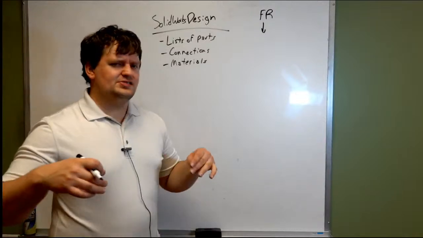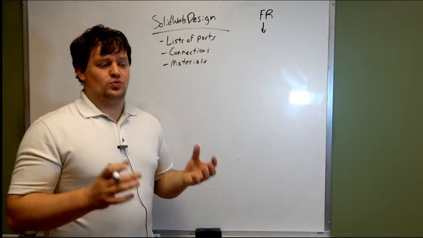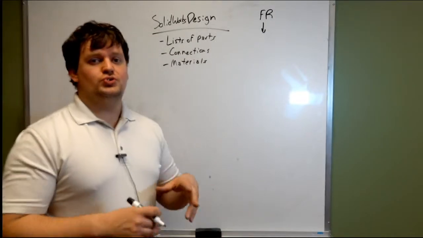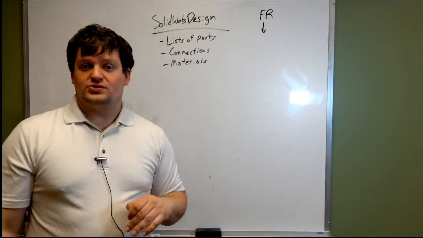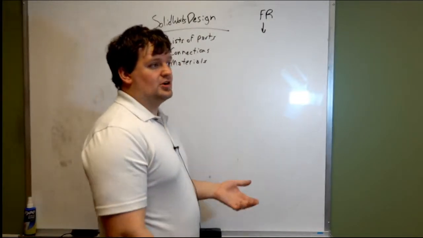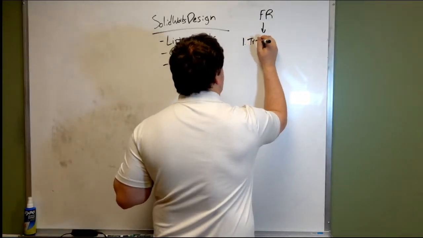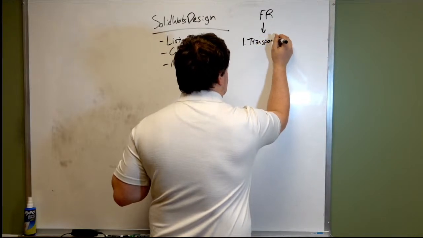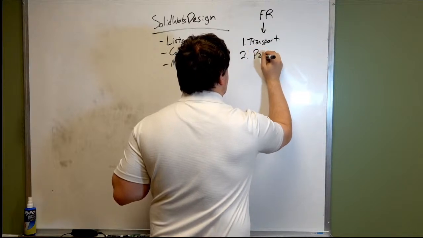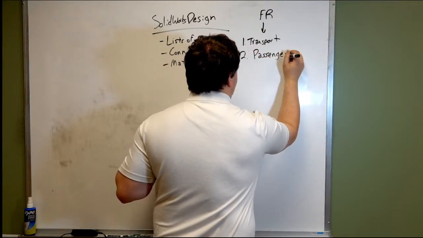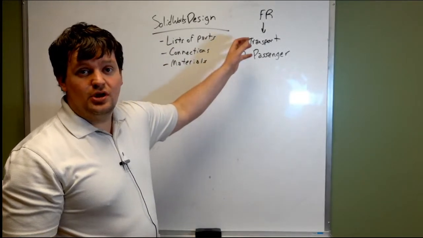The first piece that you have to focus on, the most critical piece, is the one that is quintessential to your design process via your functional requirements. So we have a number of different functional requirements that are really important. First of all, it must transport, which means it has to be able to move. Second, it has to be able to carry a passenger. I don't remember any other functional requirements I gave you, but these are kind of the two biggest ones.